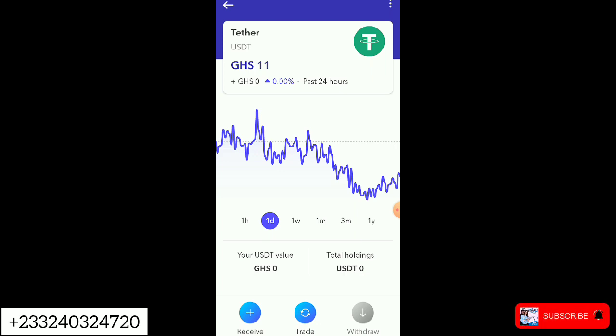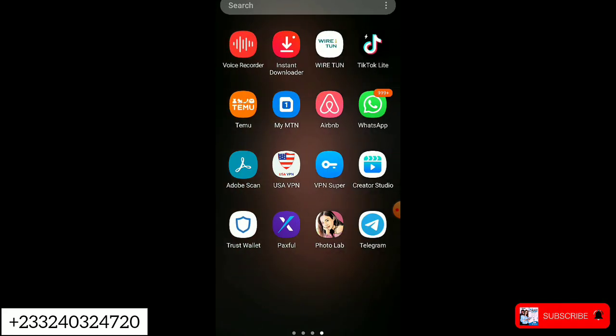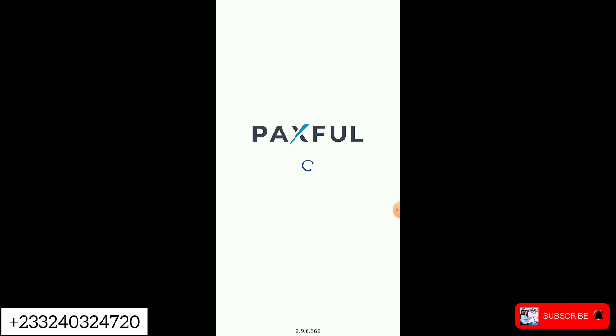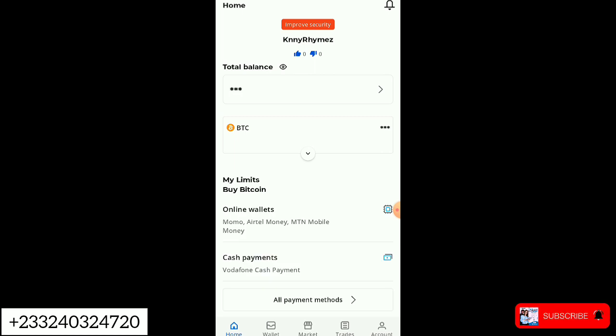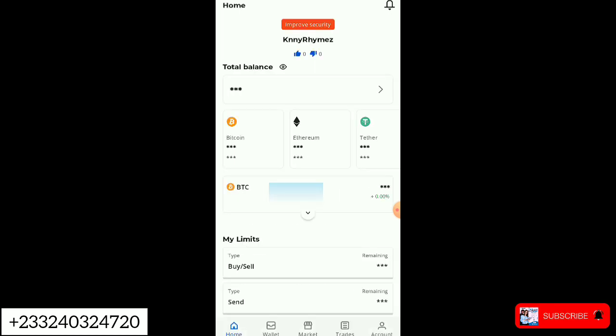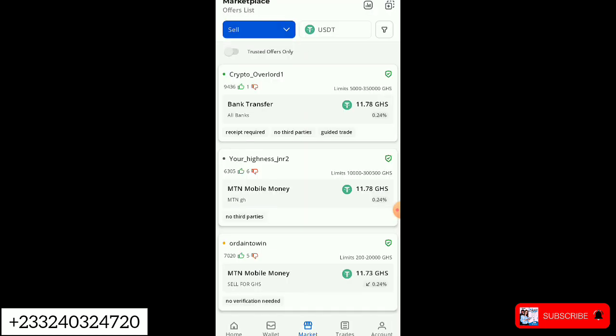Do your market. Or you can buy it, spend 100 cedis and get 8.34, and go to Pax4. When you go to Pax4, you go to markets, then you go to USDT, then you go to sell. That means you want to sell your 8.34. And remember, we spent 100 cedis on it. So if you are selling it, you have to make a profit from it.